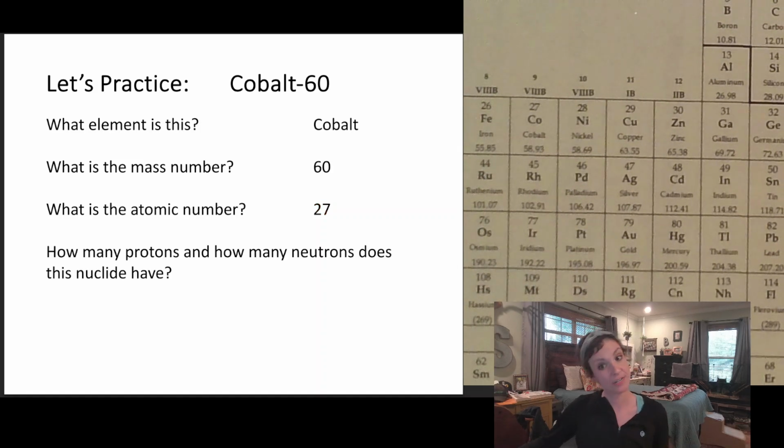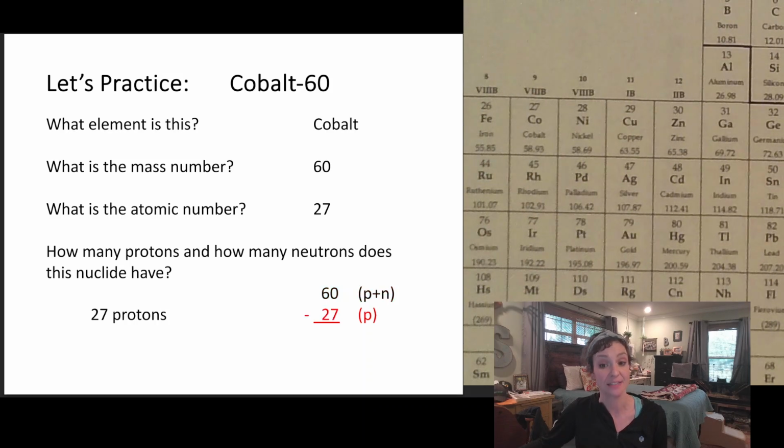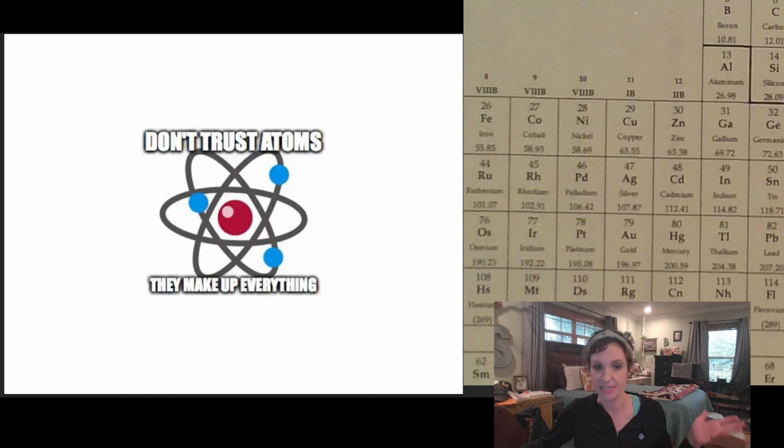Okay, how many protons and how many neutrons does this guy have? He's got 27 protons. That's what the atomic number tells me. And to find the neutrons, I subtract the mass number minus the number of protons to get the number of neutrons as 33. Amazing review.